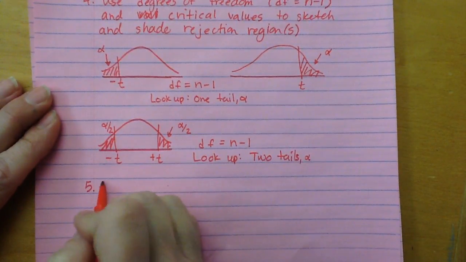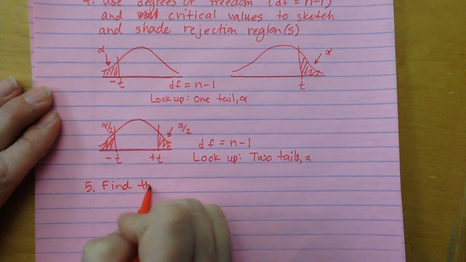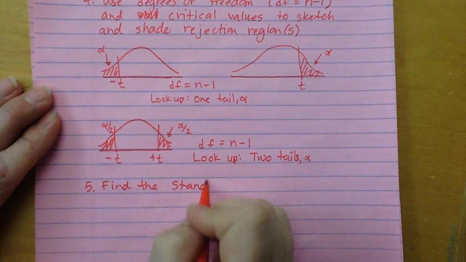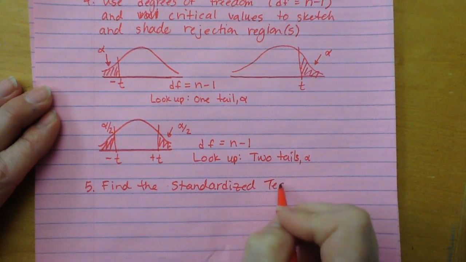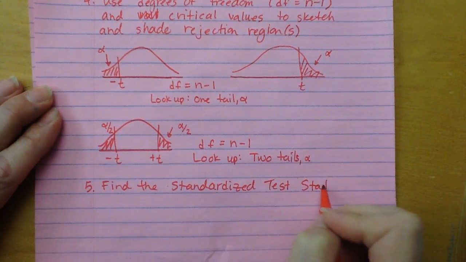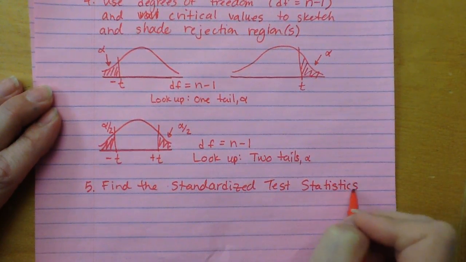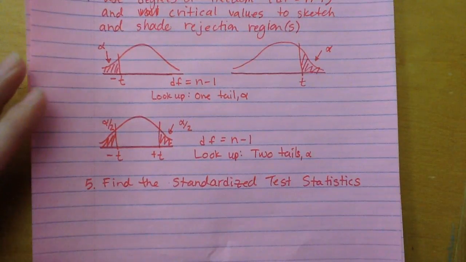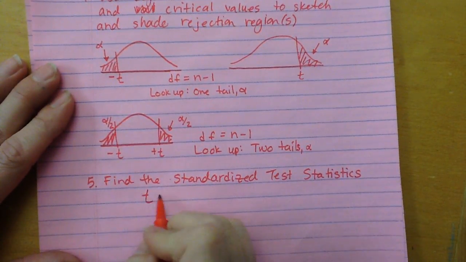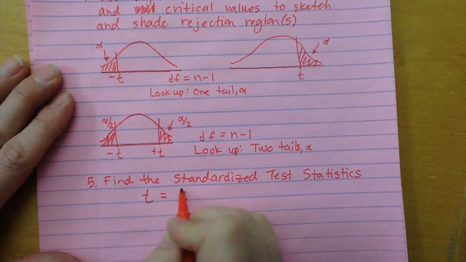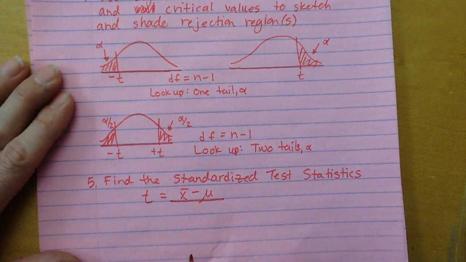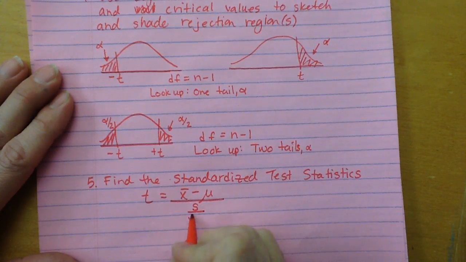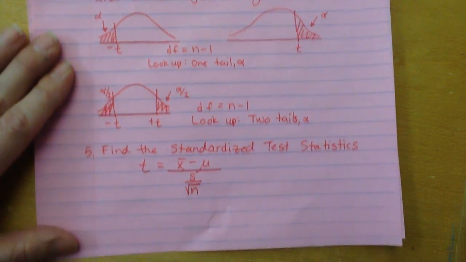Step 5 is to find the standardized test statistic. In previous sections, we've been using the z-score, but this time we're using a t-score. So it's t equals x bar minus mu divided by, since we don't know sigma, we use s, which is the sample standard deviation, divided by square root of n.